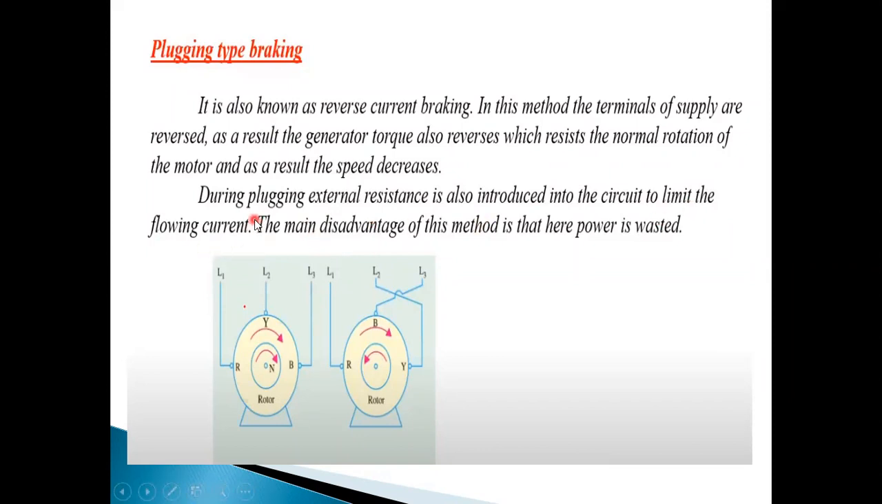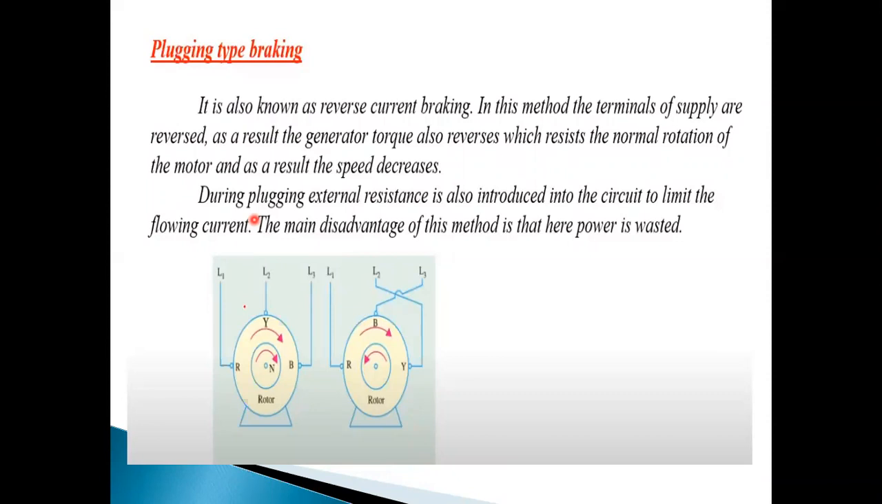Plugging is just interchanging any two terminals. This is for AC machines. For DC machines, how do we change the rotation? Is it possible to change the rotation of the DC motor by changing the polarities, plus and minus? No, it is not possible to change the rotation of the DC motor by just connecting minus and plus instead of plus and minus.